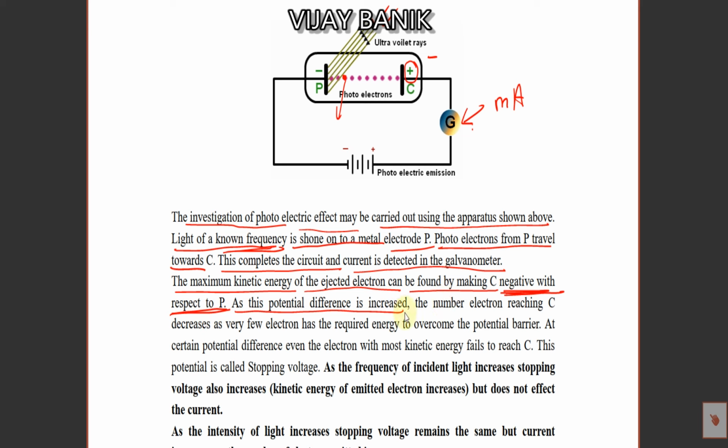the number of electrons reaching C decreases. Very few electrons have the required energy to overcome the potential barrier. By potential barrier, they mean the repulsion which you are increasing with each increase in potential over here. The repulsion between the electron and the plate is increasing now. Before, there was attraction when it was positive, now it is negative, so there is a repulsion. At a certain potential difference, they are talking about stopping voltage, even the electron with the most kinetic energy fails to reach C. This potential is called stopping voltage. You need to learn this paragraph.